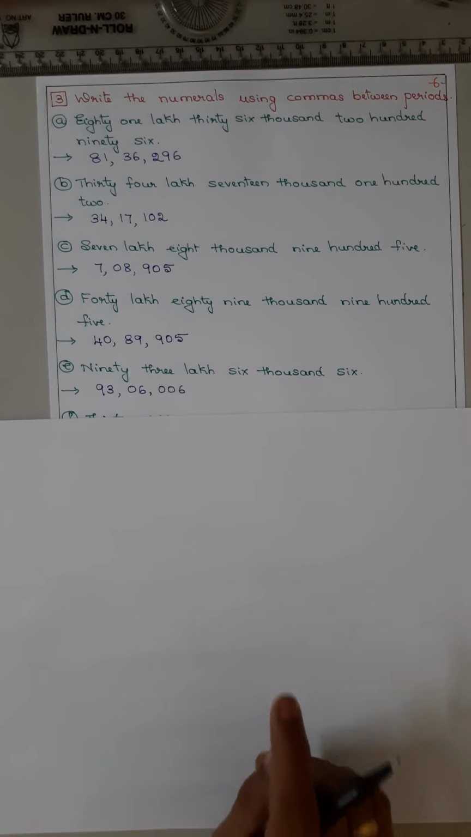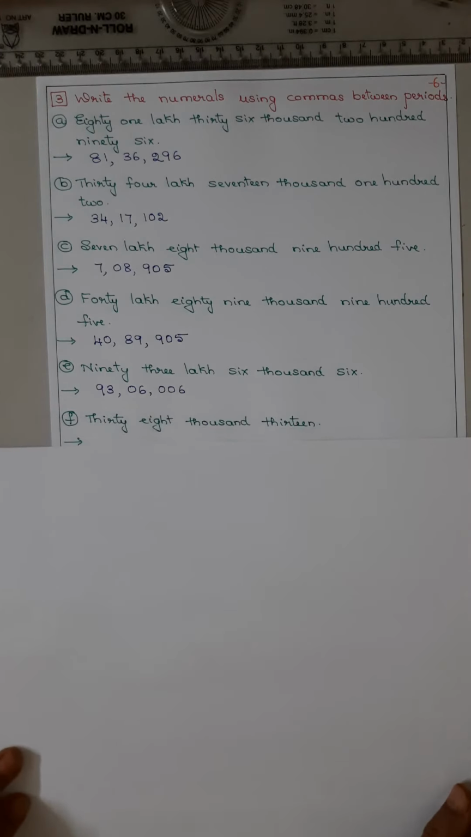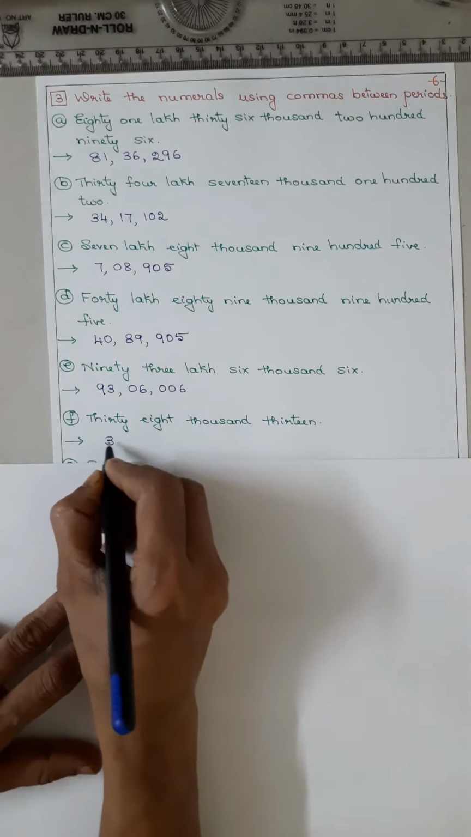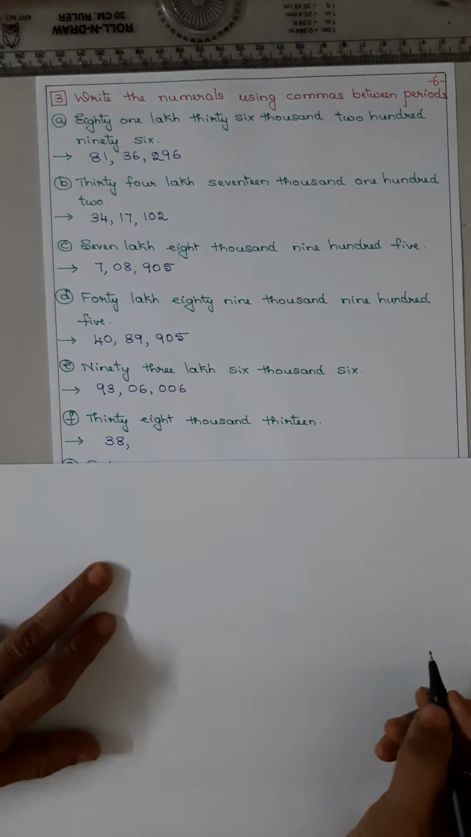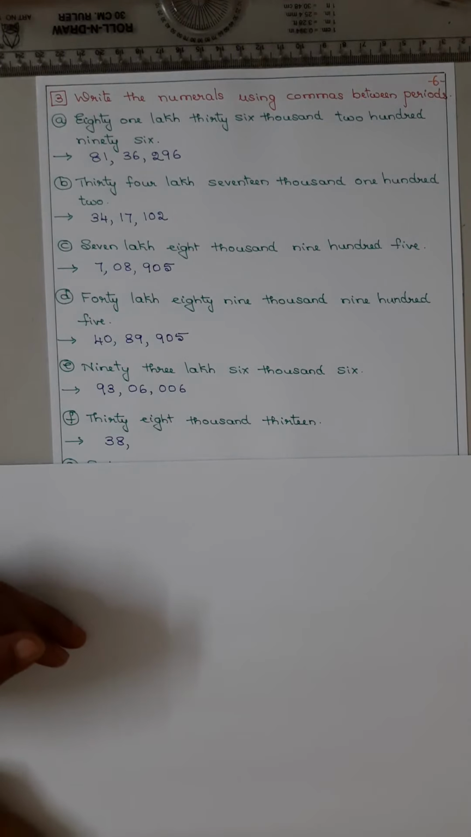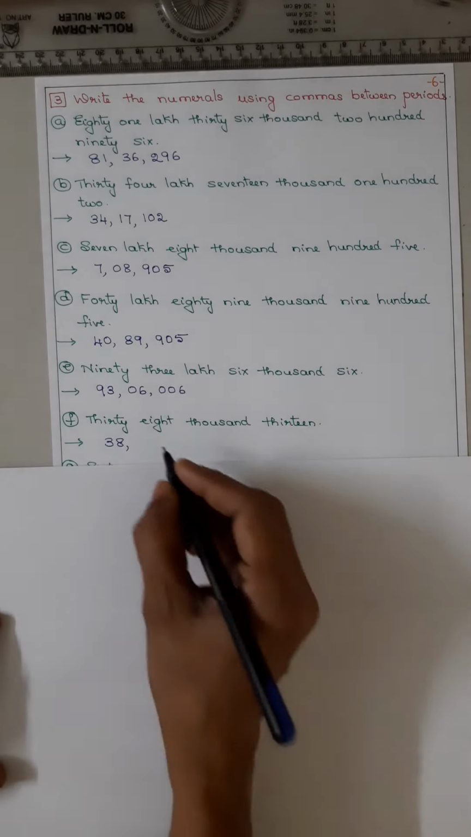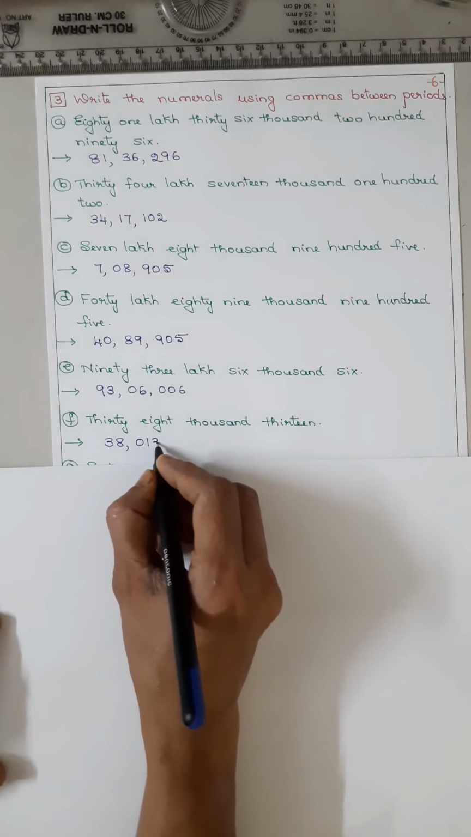Now coming to the question number F. 38,000. 38 comma 13. How do you write 13? Since hundreds is not there, 013.